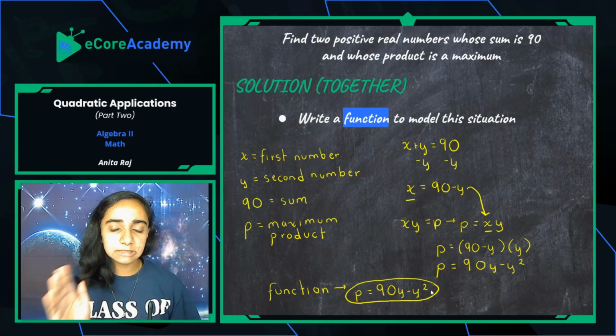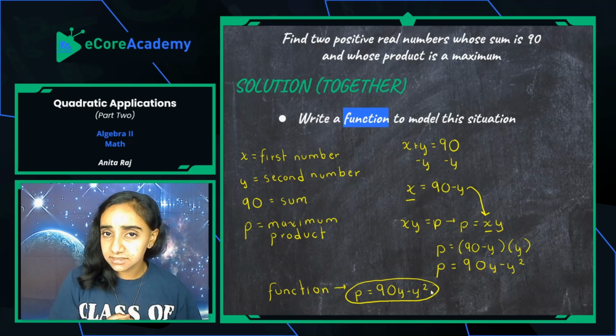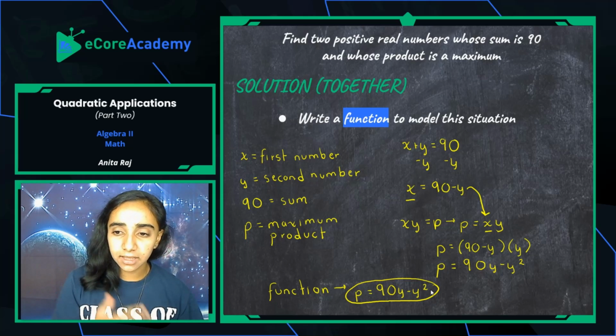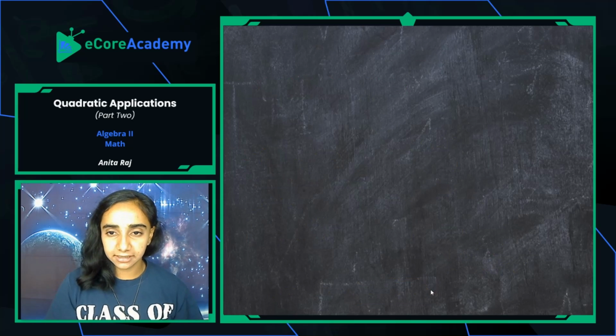If you need to, please pause the video and go over how we found this. It's relatively simple if you break the problem down as much as possible. So again, the function that models the situation is p equals 90y minus y squared. Let's go to the next slide.